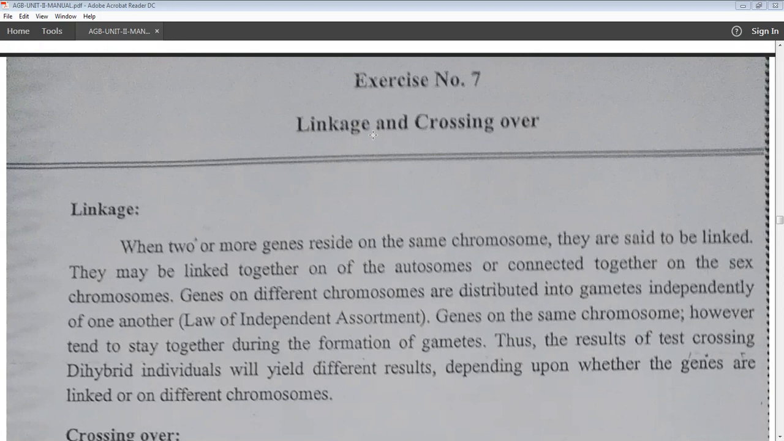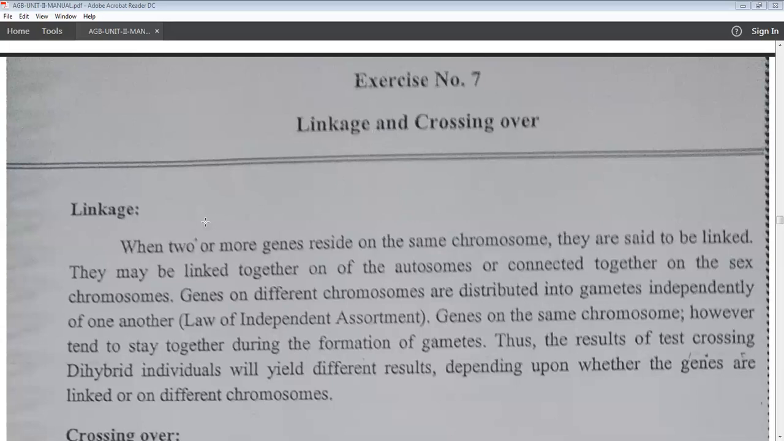Okay. Like our last lectures, we'll cover the theory portion first, and then we'll do the numericals based on this particular topic. After that, we'll do the second exercise, exercise number 8, that is the chromosomal origin mapping. Okay, these two topics are linked with each other, so I'll make an aggregate lecture on both of these topics.